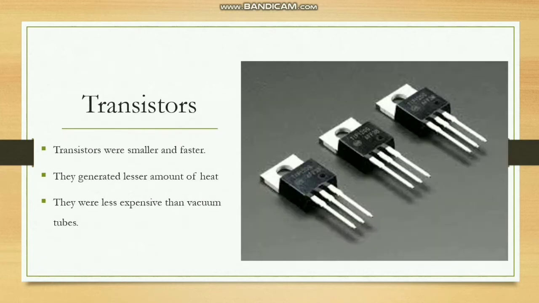Transistors. What you are seeing aside now on the picture are called transistors. Transistors were smaller and faster. They generated lesser amount of heat. They were less expensive than the vacuum tubes. The transistors were less expensive than vacuum tubes.